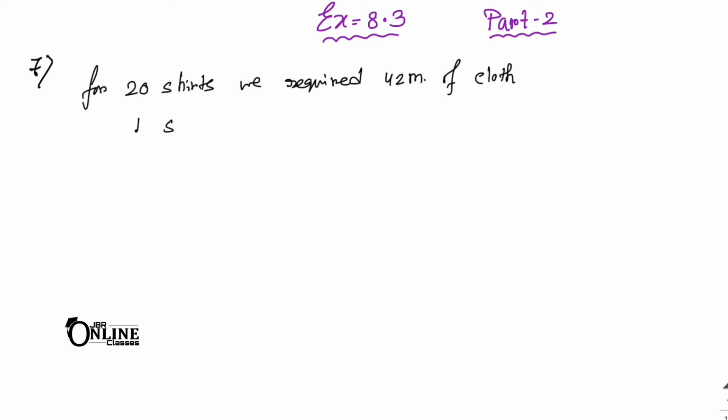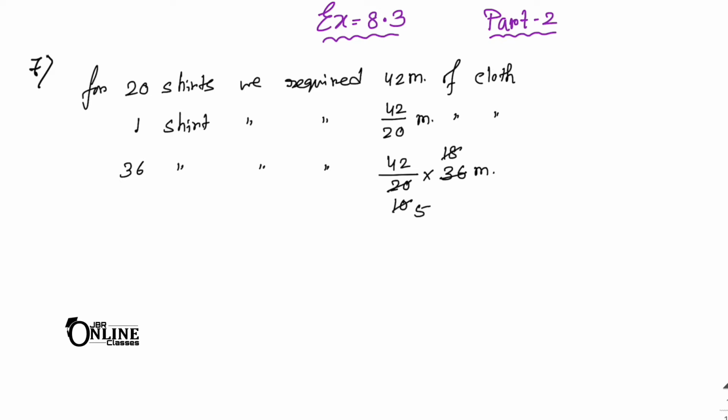Next, for one shirt we required here 42 by 20 meter of cloth, and for 36 shirts we required here 42 by 20 into 36 meter. So here 218, so it's 5, here 9. Now as here 42 into 9, that one equal to, here you can write down 378 by 5. Okay, so that one equal to here 75.6 meter as your answer.